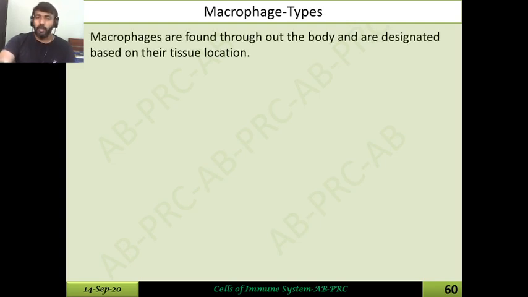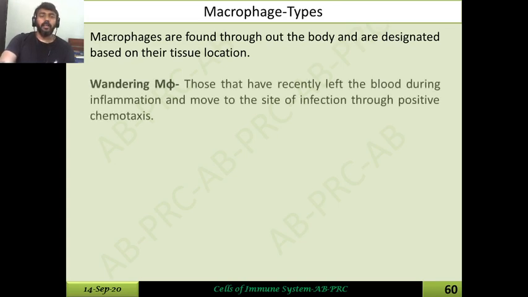Then different types of phagocytes or different types of macrophages, based on their location, basically. Then we know macrophages are found throughout the body, in tissues and in circulation, and everywhere you can see these macrophages. They are very important cells for the cell mediated mechanism. Then an important category is called wandering macrophages. These are the macrophages found within the circulation.